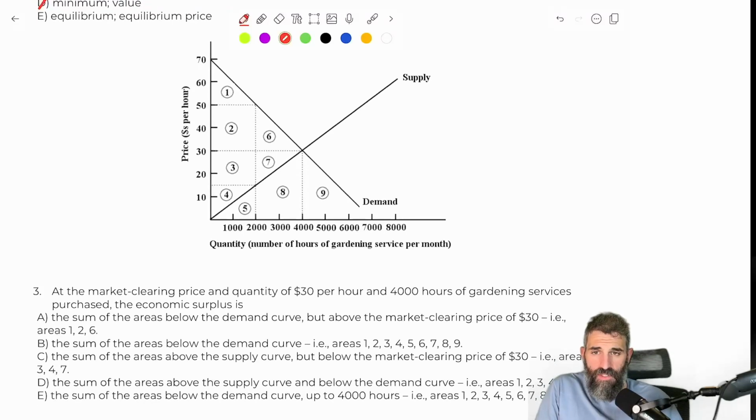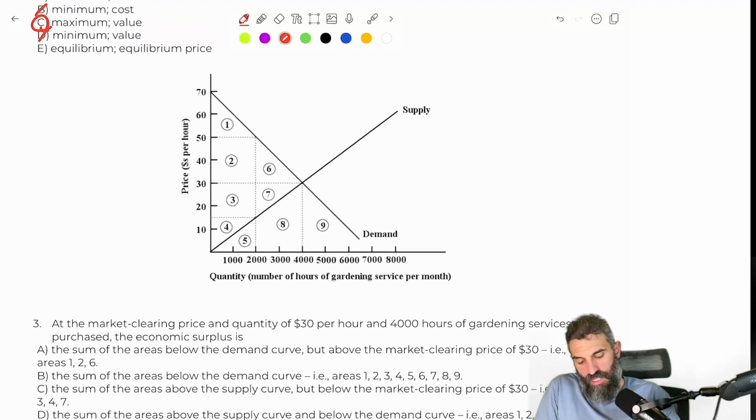Then you have this graph. At the market clearing price of $30, so $30 is the price and 4,000 is the quantity, that's your equilibrium. Where is the economic surplus? Perfect opportunity to use the trick I showed you. Economic surplus is the area that is below demand, above supply, left of quantity. So below demand, above supply, left of quantity would be this: 1, 2, 3, 4, 6, and 7.